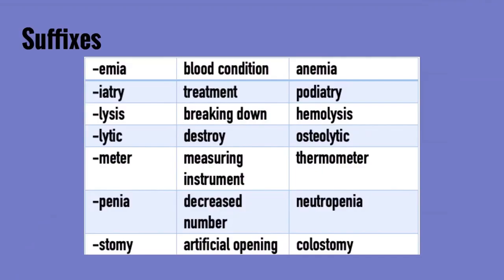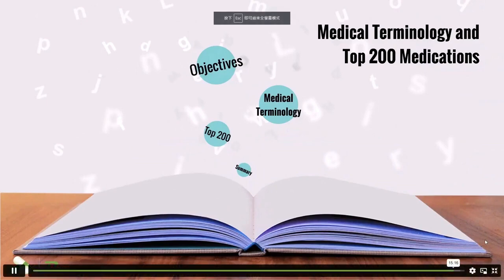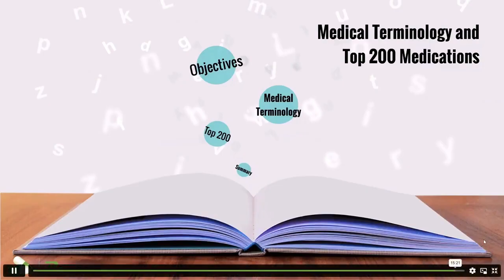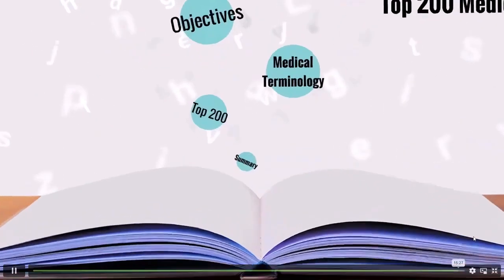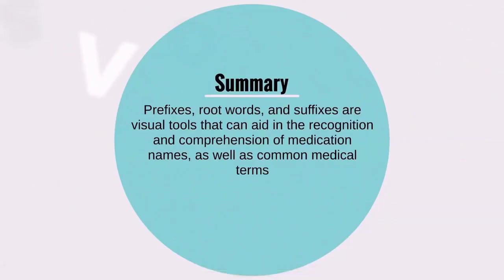Moving on. That is the end to your introduction to medical terminology. So we only covered the really big ones, the ones that we think that you'll see pretty commonly or that are really important in conversation just to be able to speak this language. But again, there are more that are included for you on the website. So in conclusion, prefixes, root words, and suffixes are visual tools that can aid in the recognition and comprehension of medication names, as well as common medical terms.